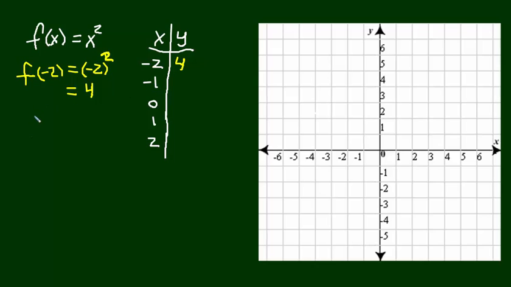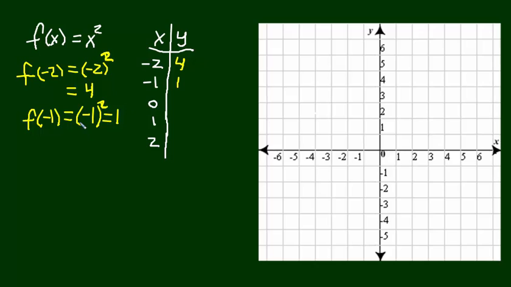So let's try -1 here. f of -1 equals, again, we're just doing -1 squared. So -1 times -1 is 1. Yay! So we got 1 here.